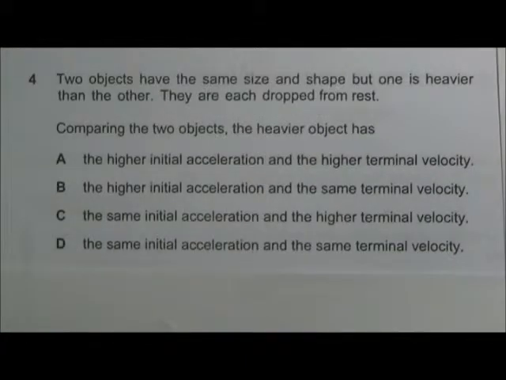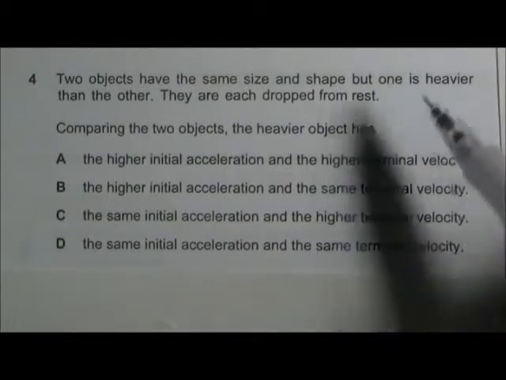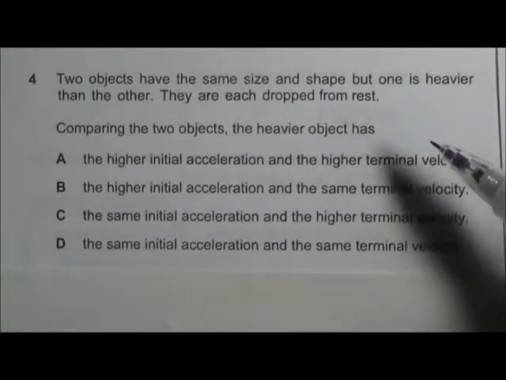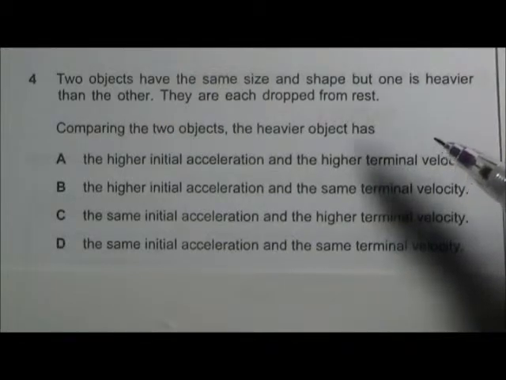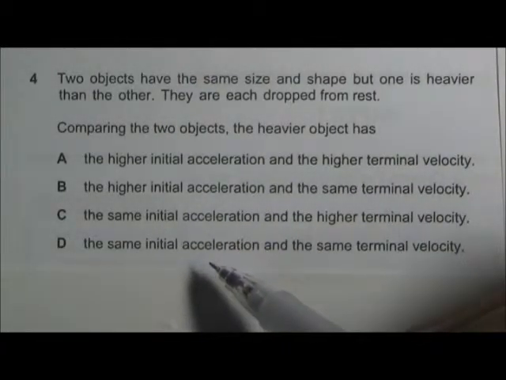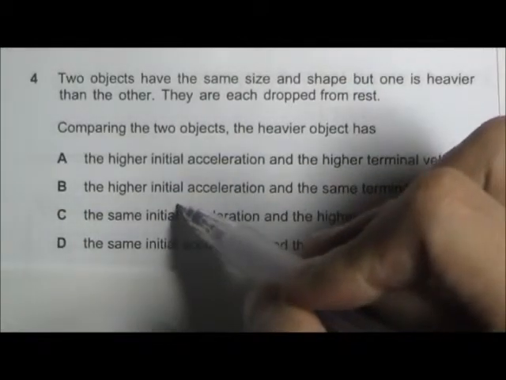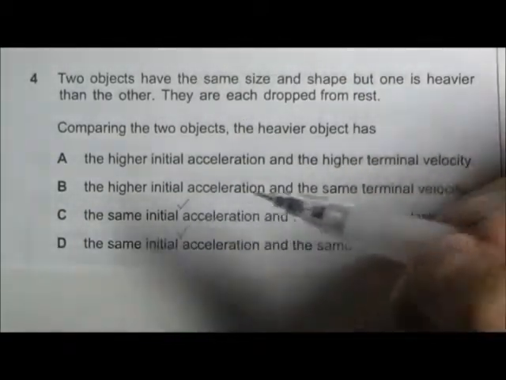Okay, in this question, we are talking about the acceleration and the terminal velocity of two objects. So one is heavier than the other, and they are being dropped from rest. At the beginning, because the air resistance is minimal, they will both fall with the acceleration due to free fall. So they will have the same initial acceleration.